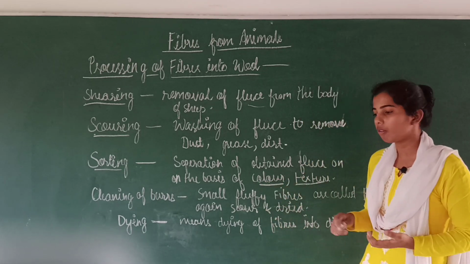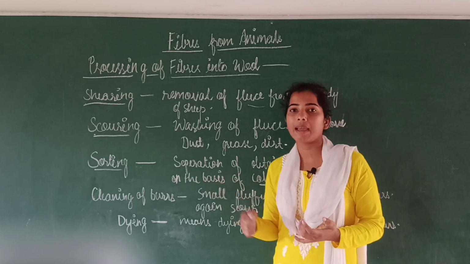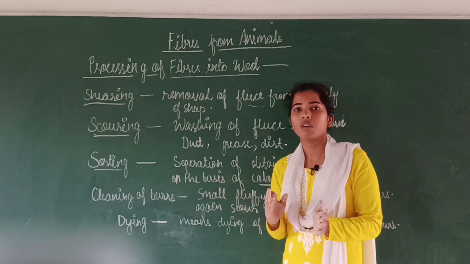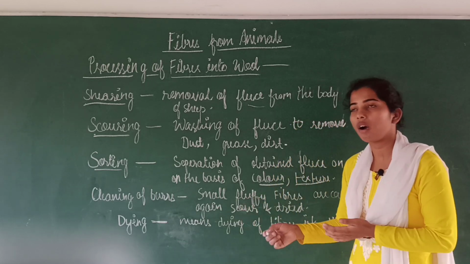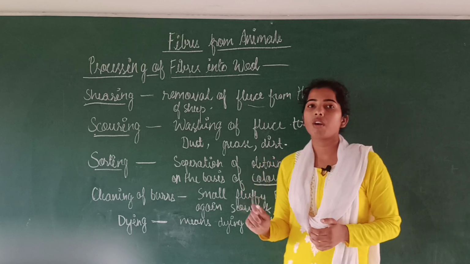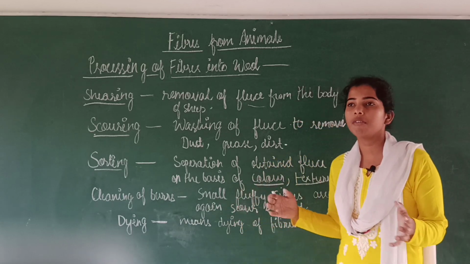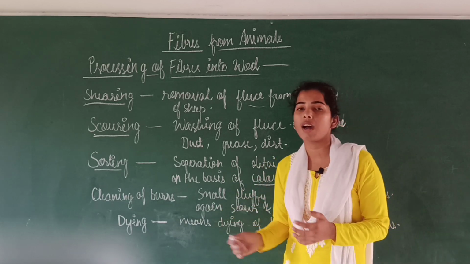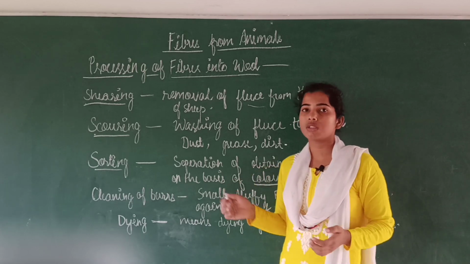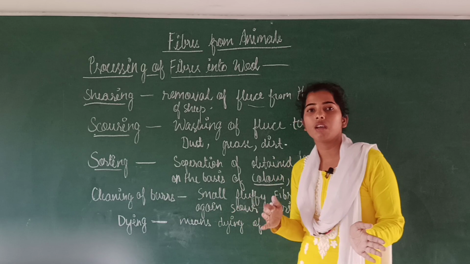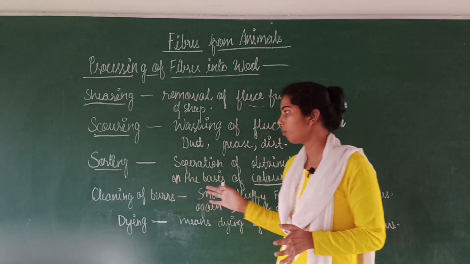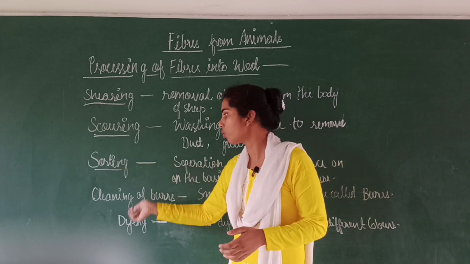Texture means the obtained fleece can be long or short. So we categorize into two groups, long and short. Color, the natural color of the hair obtained from the sheep are black, white and brown. So we also categorize these hairs on the basis of color. All these processes are known as sorting.